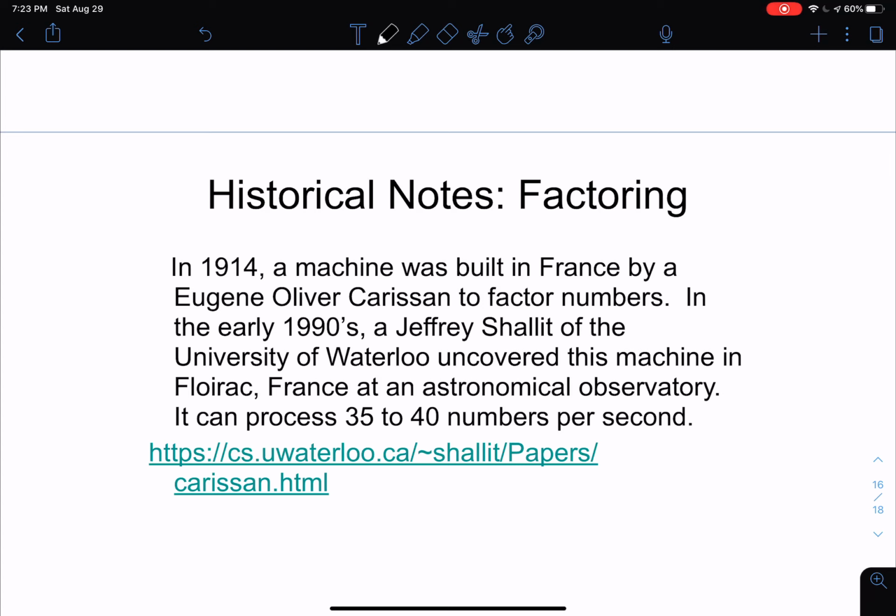They're working on that. They had no idea that this other machine had already been built that could process that many numbers and do factorizations. And we didn't know it until the 1990s when somebody found it in this closet. Pretty cool, huh?